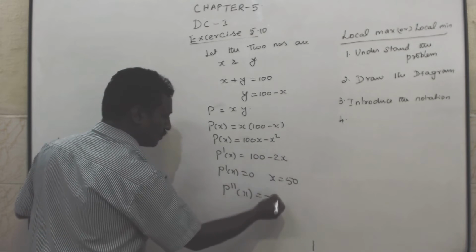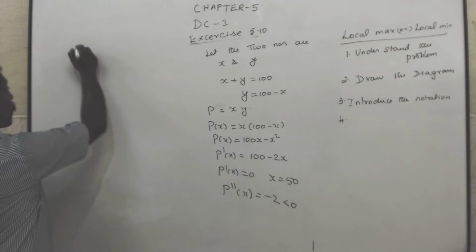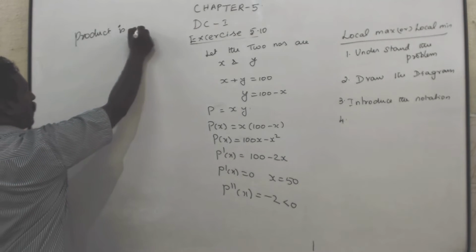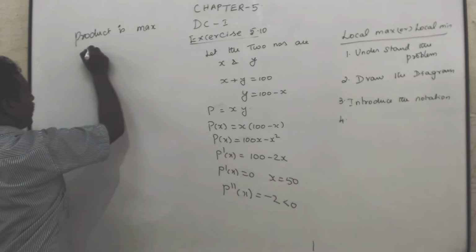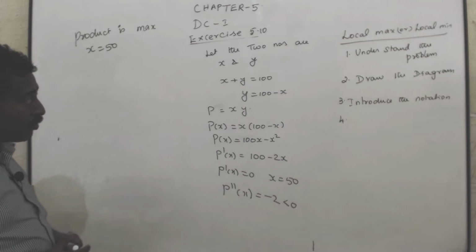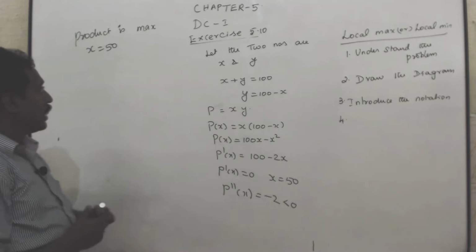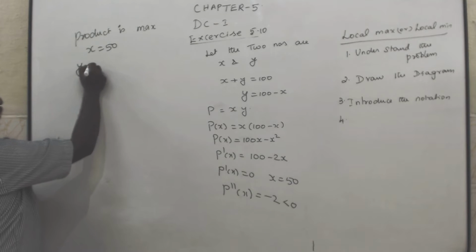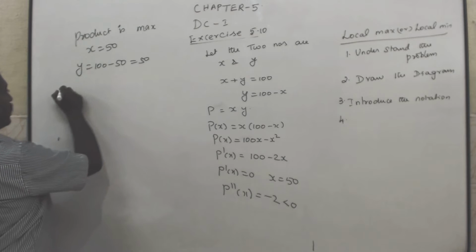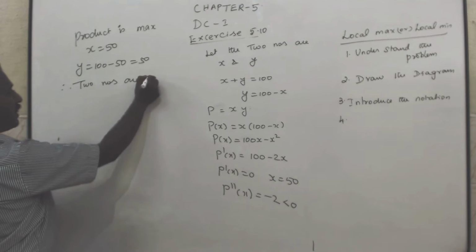minus 2. Positive or negative? Negative. Therefore, product is maximum. Product is maximum when x is equal to 50. But what we have to find out? So, y. What is y? Y is equal to 100 minus 50, that is equal to 50. Therefore, the two numbers are 50, 50.